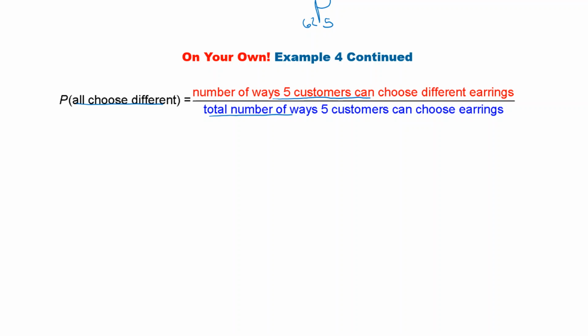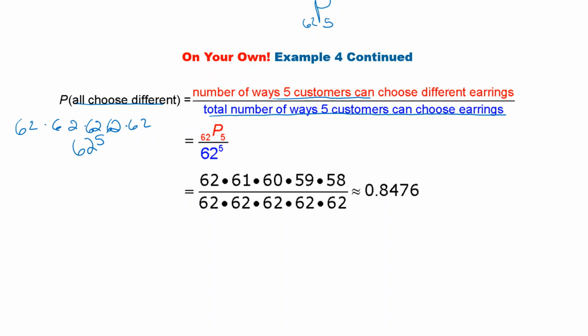And then down here, the total number of ways 5 customers can choose earrings. Again, I have 62 choices, and I'm going to have 5 different customers, and each customer has 62 choices to choose from. So we end up with 62 to the 5th power. All right, so now that I have that, I'm going to put it in my calculator, and here is our answer.